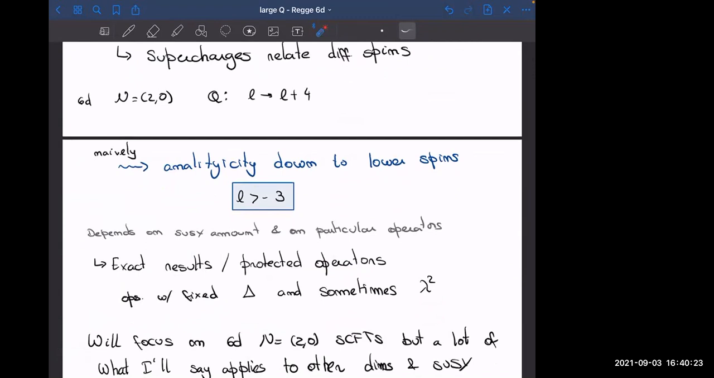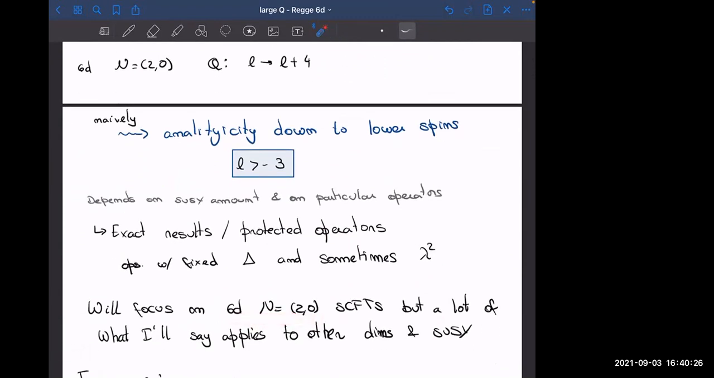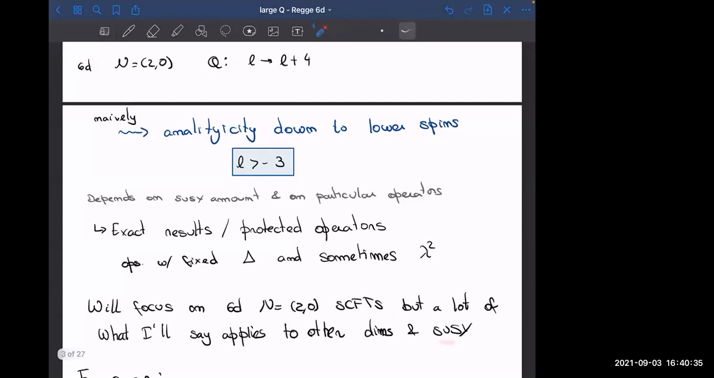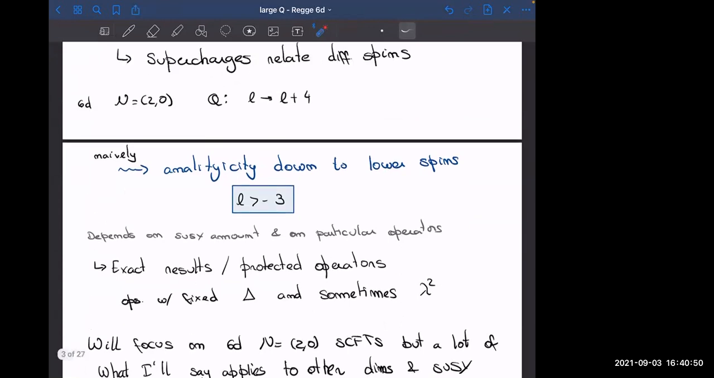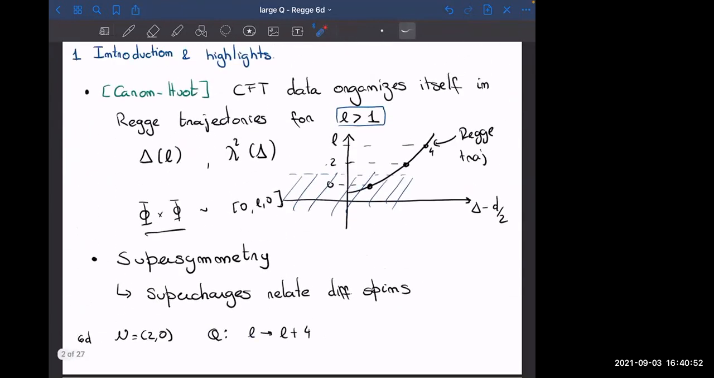So I will focus on this 6-dimensional theory, but a lot of what I say will apply also to other dimensions and other amounts of supersymmetry. So you can ask me a little bit about that if you want. In particular, this type of analyticity down to lower spins depends on the amount of supersymmetry and also on how BPS your operators are. Your external operators are the ones that exchange the guys. So I should have clarified here after Philip's question that the spectrum I was drawing was precisely in the OP of these two scalars that I'm studying.